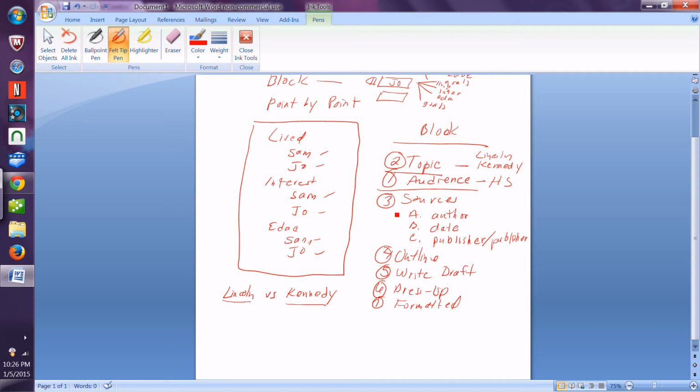And your sources, what would probably be easiest is to find a great source for Lincoln and a great source for Kennedy, and pick some information that you want to compare and contrast. So let's say you could compare and contrast their physical characteristics. What did they look like? How did they appeal to the public?